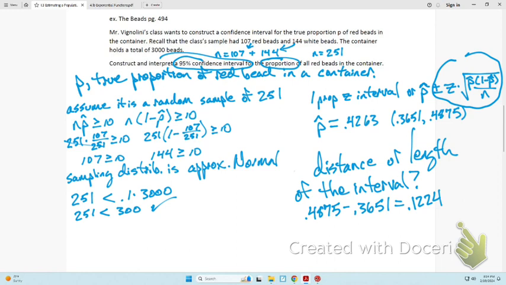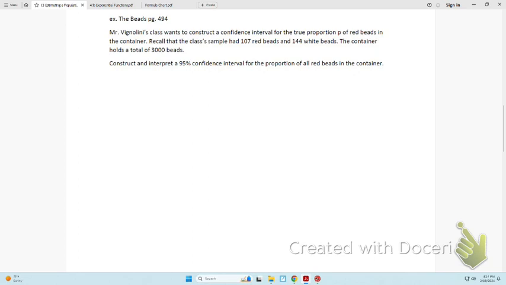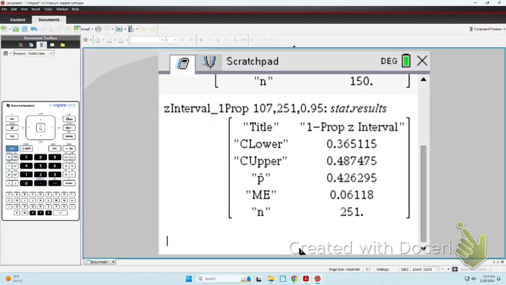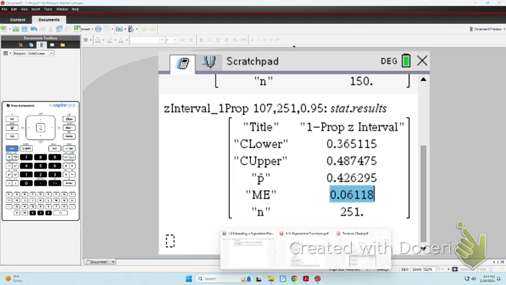We want the in-between number, so chop that in half, and that's the margin of error. That's 0.0612. And by the way, look at your calculator. I bet it said 0.0612 when we worked that. Yeah, pretty close to it if we rounded. So back to the handout.